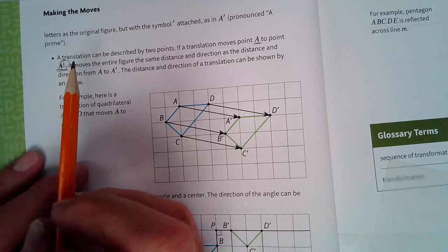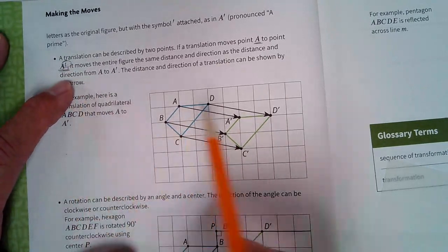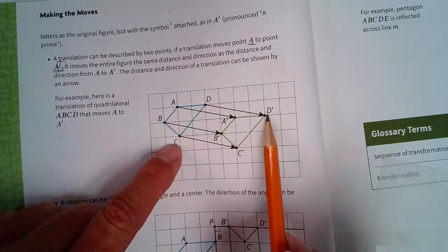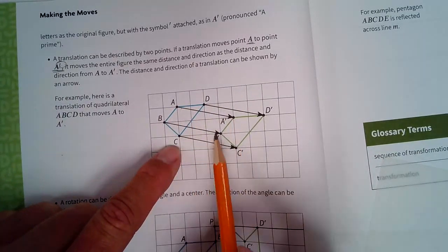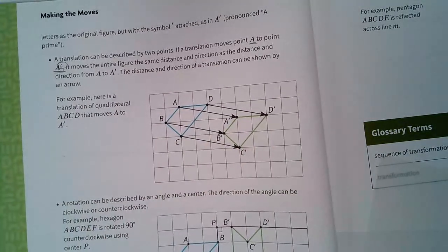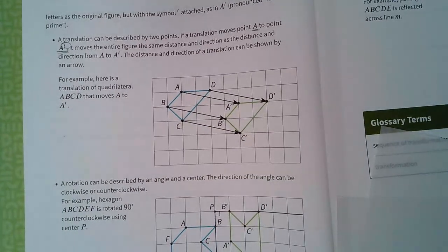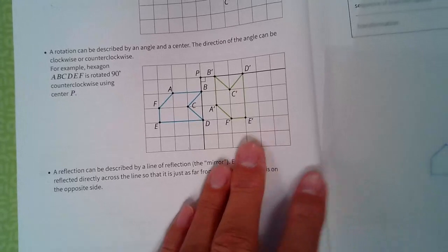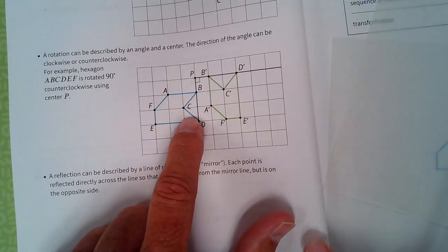Put up 20 points, Mr. Clement. All right. So this is D. This is D prime. A prime. B prime. C prime. All right. And so they're giving you some examples right there. And then they're talking about rotation.